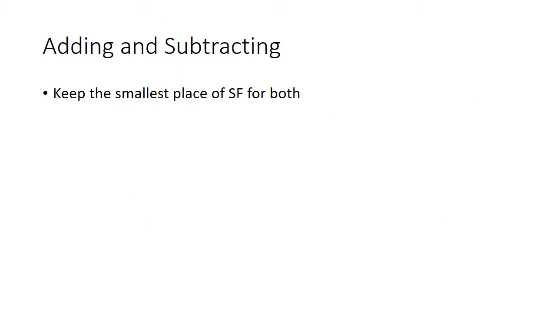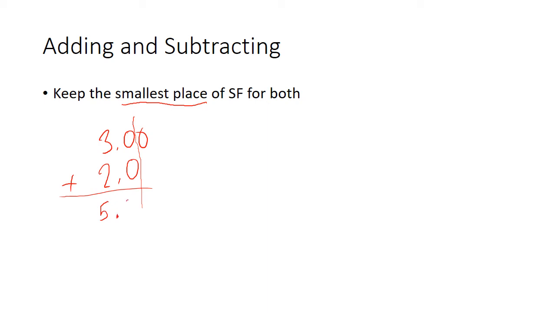Now, for this one, it's got a slightly different rule. For this one, we're going to keep the smallest place value of significant figures for both. All right. So let's talk about this here. It's easy with an example. Let's do one together. How about we do 3.00 plus 2.0? Okay. Spoiler alert, the answer is 5. But what we're going to do is we're going to throw off sig figs until we get to the place where they don't share a sig fig.